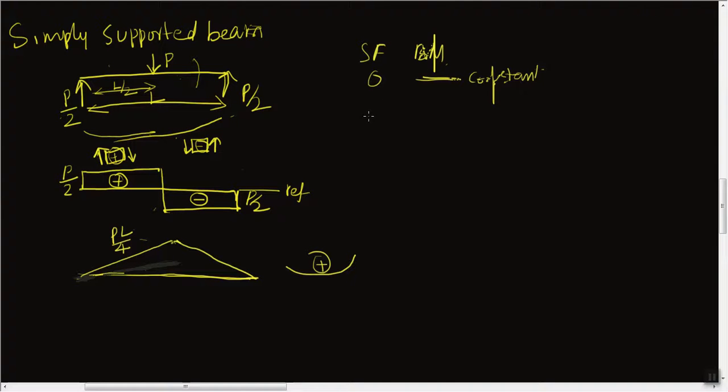If the shear force is constant, the bending moment will be uniformly increasing, or a straight line. This is x power 0, which is constant, and the bending moment will be x power 1. This is what we call linearly varying.